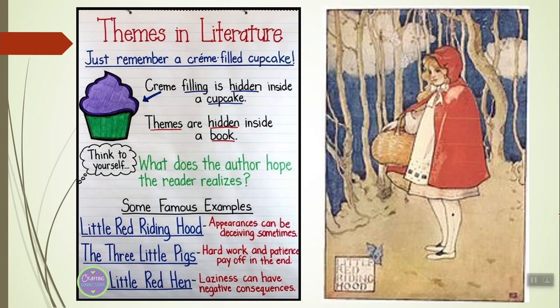But what does the author want the audience to realize? For example, in Little Red Riding Hood, Little Red Riding Hood goes through the woods, she meets a wolf, she trusts the wolf, and he comes back and eats her and her grandmother. Now, they're saved by a huntsman, but still, the idea is appearances can sometimes be deceiving.